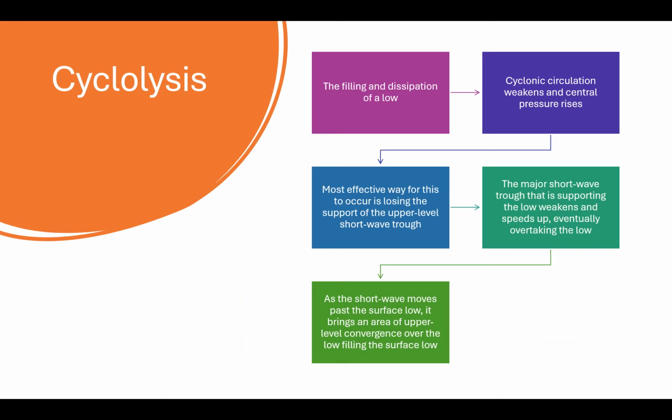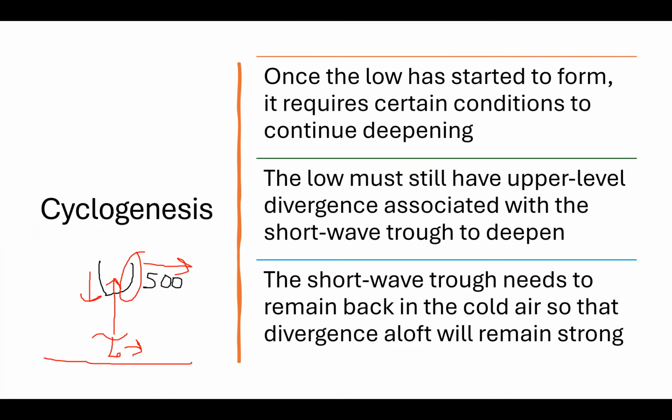Now, cyclolysis, on the other hand, is the filling and dissipation of a low pressure system. Cyclonic circulation is going to weaken, central pressure is going to rise, the air column is going to fill. The most effective way for this to occur is losing the support of the upper level shortwave trough. That's what I mentioned right here in my drawing on this slide where this X is. That's what I'm talking about here.